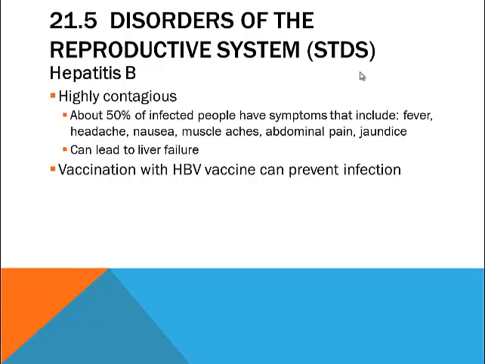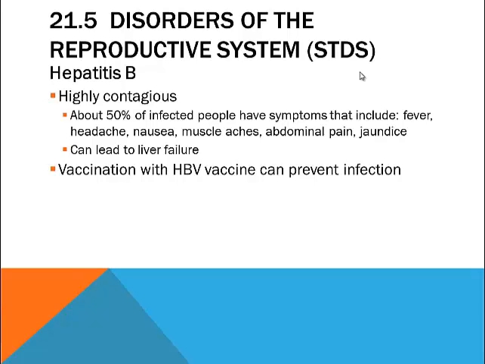Our next disorder is hepatitis B. Hepatitis B is an inflammation of the liver. It is more contagious than HIV and transmitted similarly. About 50% of infected people have symptoms such as fever, headache, nausea, muscle aches, abdominal pain, jaundice, which is a yellowing of the skin and the whites of the eyes, and it can cause liver failure.